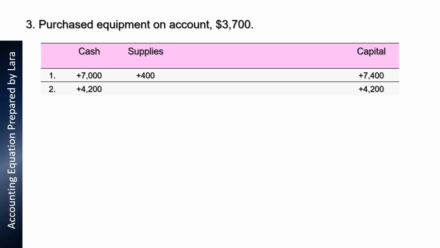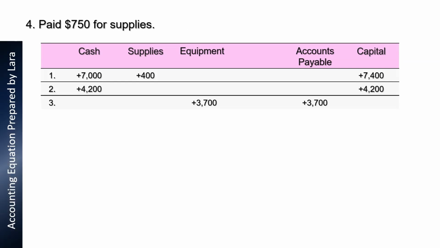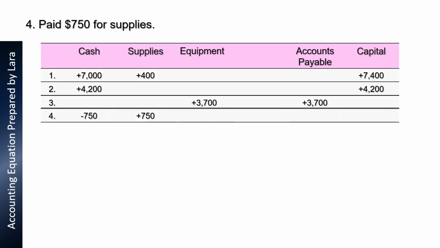Miss Nadia purchased equipment on account of $3,700. This causes equipment and accounts payable to increase by $3,700. Miss Nadia paid $750 for supplies. This leads to a decrease in cash by $750 and an increase in supplies by $750.